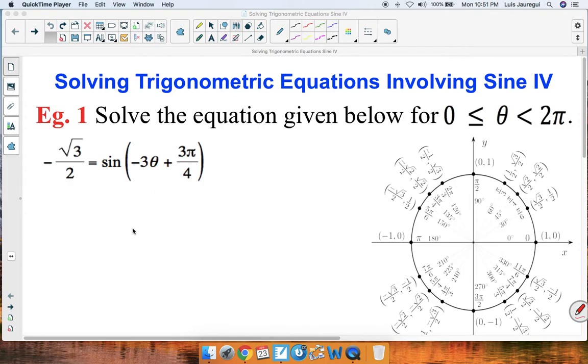Welcome. In this particular video, we'll be solving trigonometric equations involving sine, part 4. Let's take a look at our example. Example 1. Solve the equation given below for theta greater than or equal to 0 but less than 2 pi.